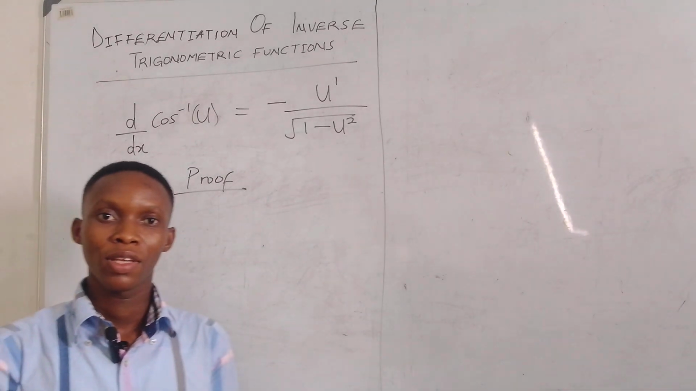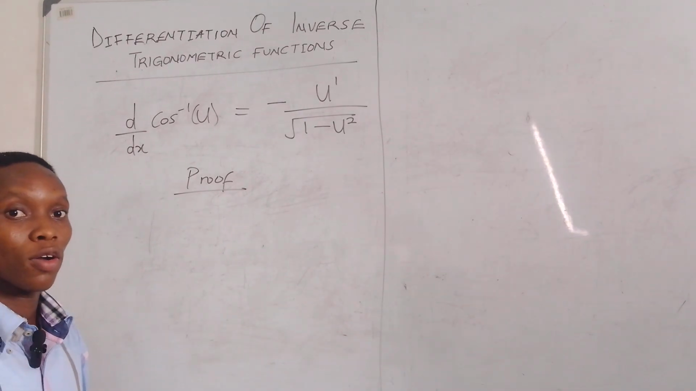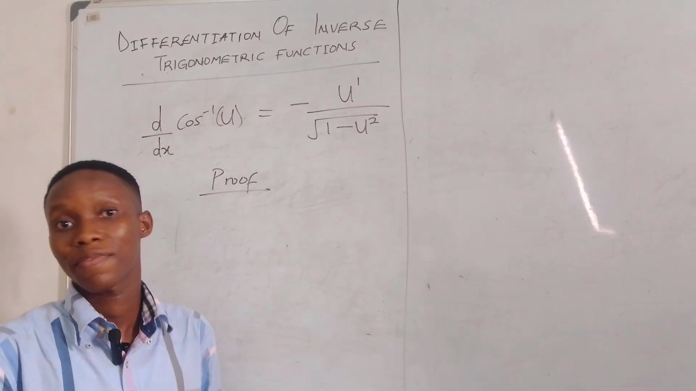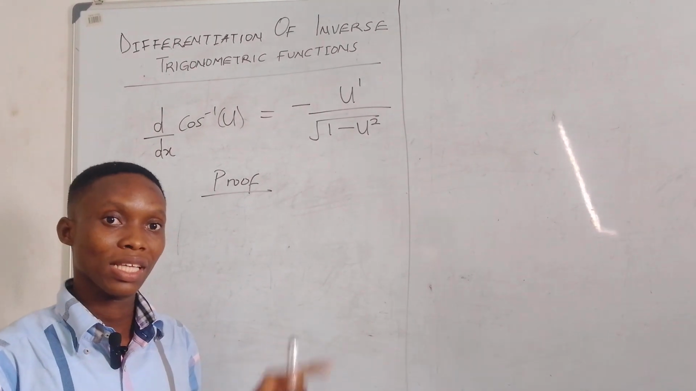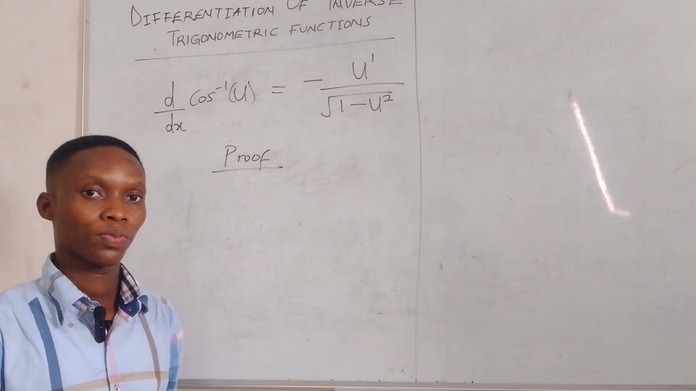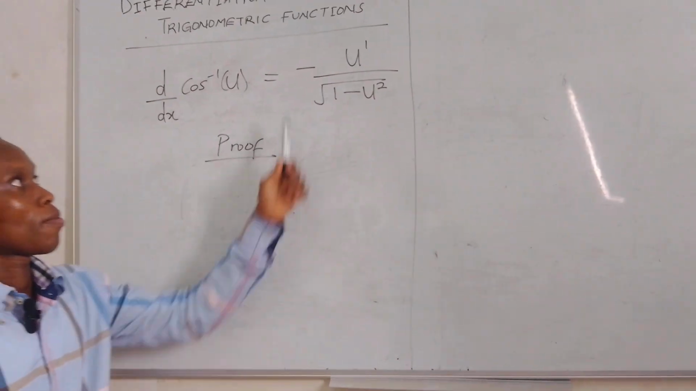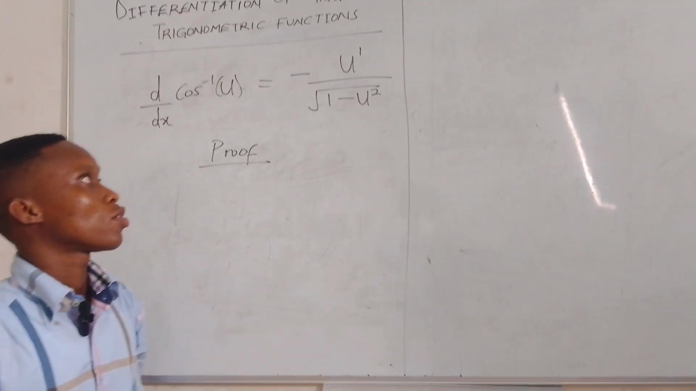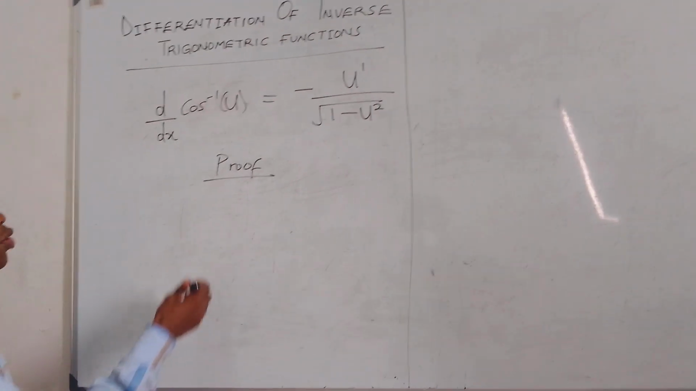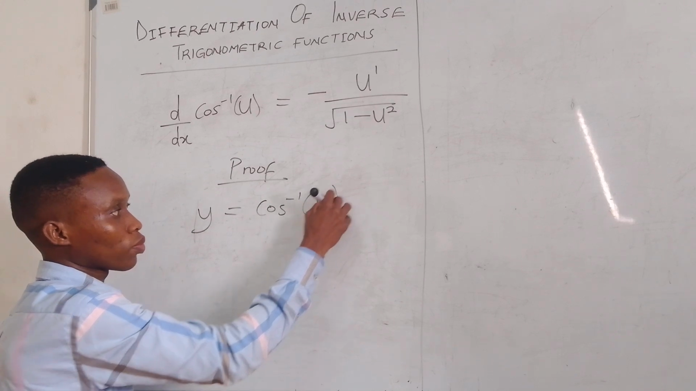Hello once again. In our previous video, we talked about the derivative of sine inverse of x, or sine inverse of u, or sine inverse of any function at all. We've discussed that. So with this, we are going to take that of the cos inverse of u. How do we then prove this? We said the derivative of cos inverse of u equals minus u prime divided by square root of 1 minus u squared. So to start, we make y our cos inverse of u.